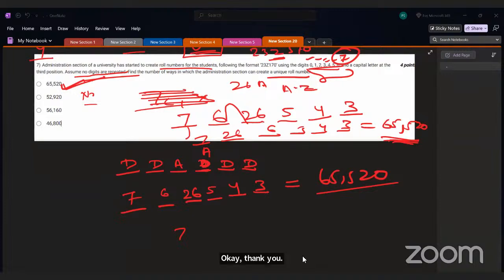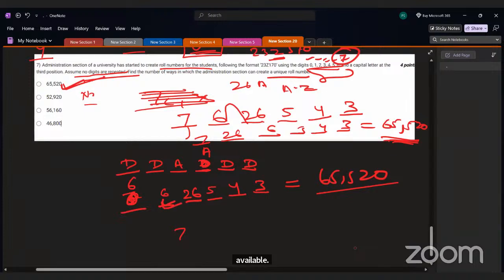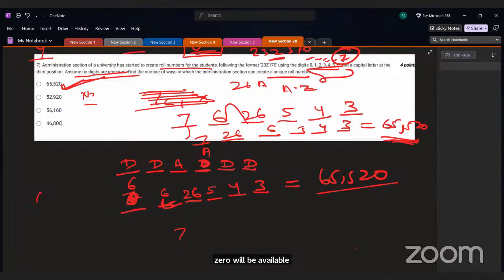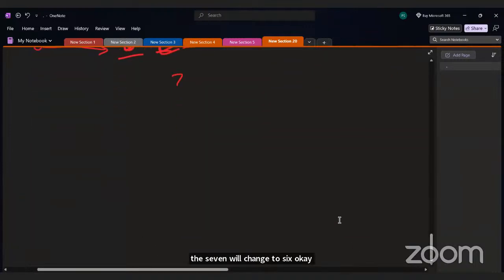Sir, if the condition is that at the first position 0 is not allowed, the only difference we need to make is, in place of 7, we need to take 6 because only 6 digits are available in this place. This will remain 6 only, so 0 will be available here. So if there was a condition like 0 is not allowed at the very first place, the 7 will change to 6. That's the only change we need to make.